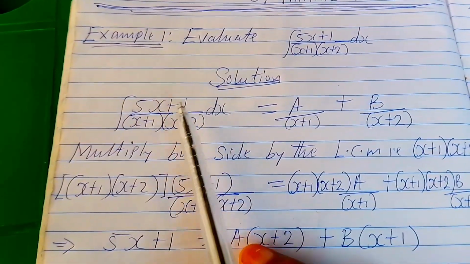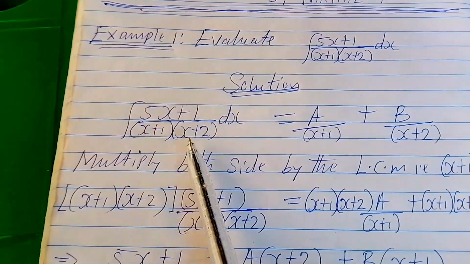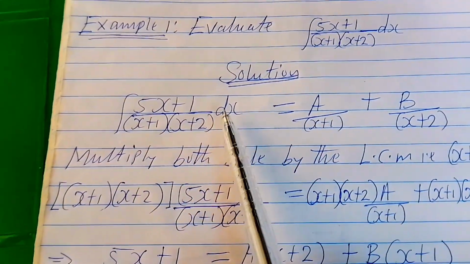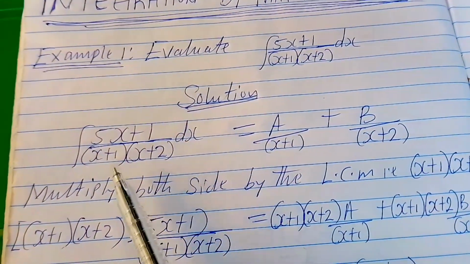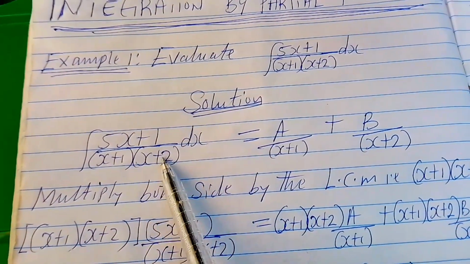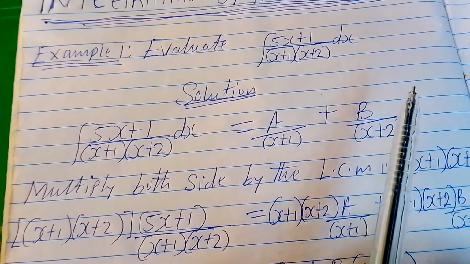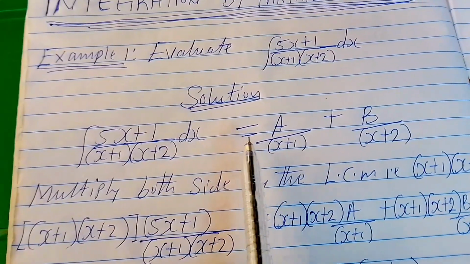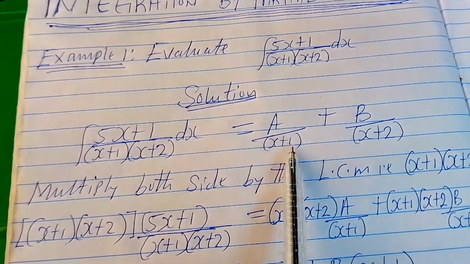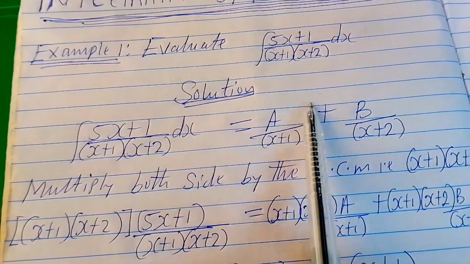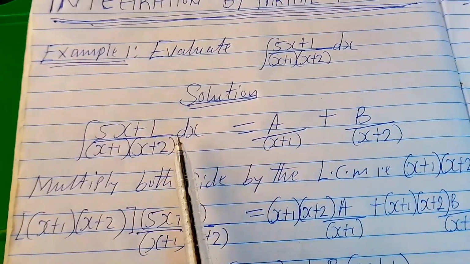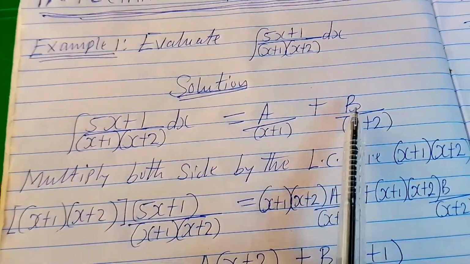The integral of (5x + 1) over (x + 1)(x + 2) dx. For us to be able to integrate this, we separate the denominator into partial fractions by saying: let A be over the first denominator, which is x + 1, plus B over the second denominator, which is x + 2.